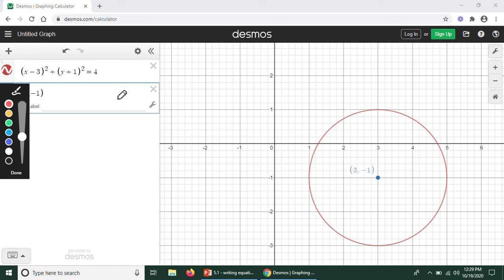Now you can get the radius of the circle by finding the square root of this number. If you find the square root of this number, you are going to get the length of the radius of the circle, which is actually 2 units. Okay, very easy. Let me look at one more example.